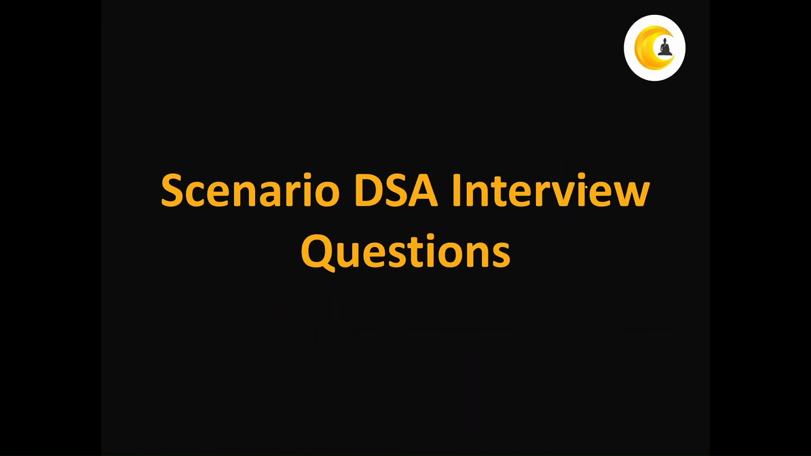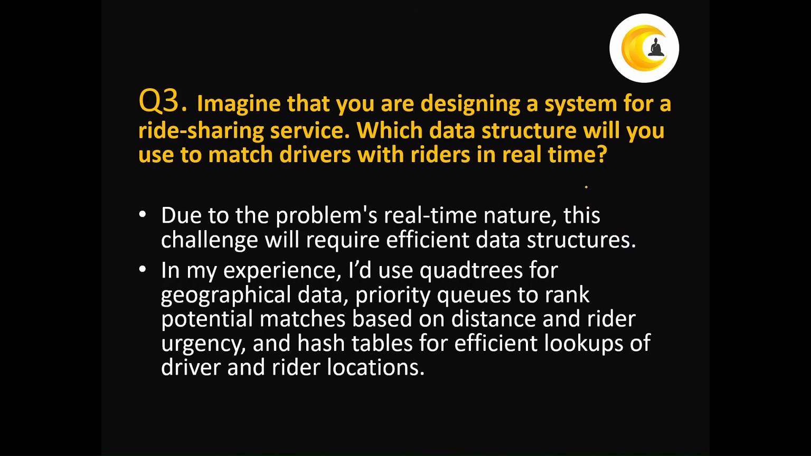All right, with this we are at the end of advanced data structures. We'll look into a few scenario based data structure questions. The first one: imagine you are designing a system for a ride sharing service. Which data structure will you use to match drivers with riders in real time? So, how do you answer this question? Due to the problem's real time nature, it is going to update in real time, like when you're booking a cab through Uber or Ola. How do you actually do it?